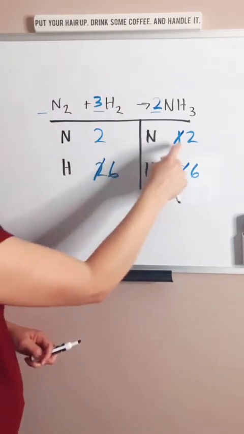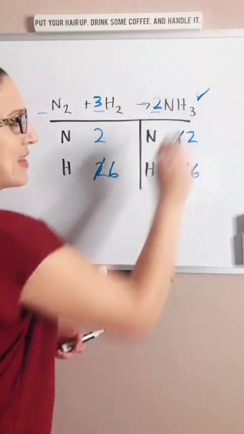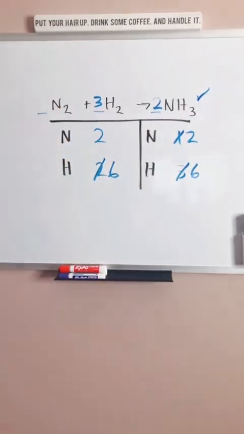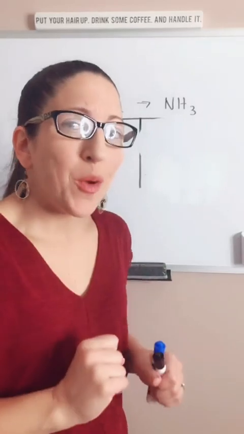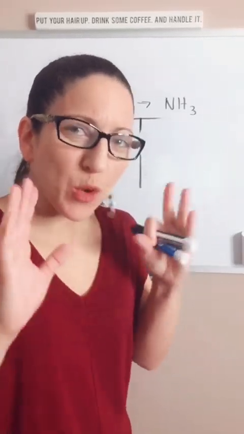Now I look, 2, 2, 6, 6. That is balanced. Head to part 2, where I give you a second method called the ring method.